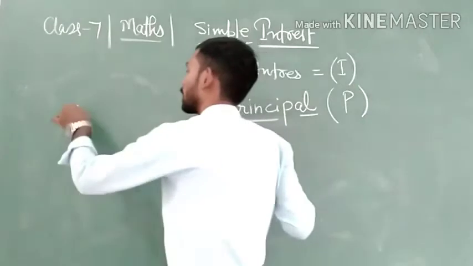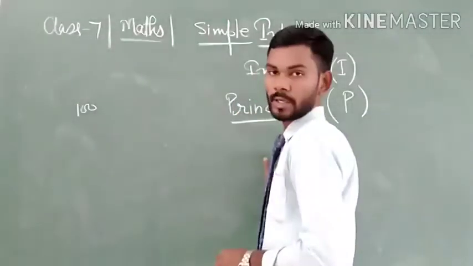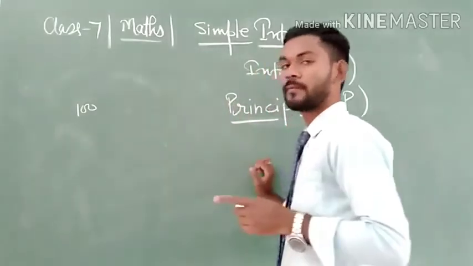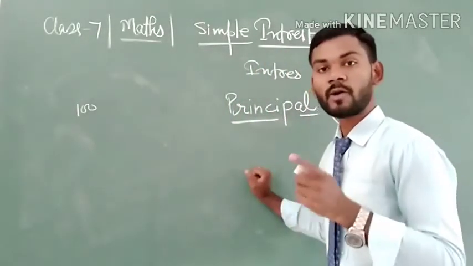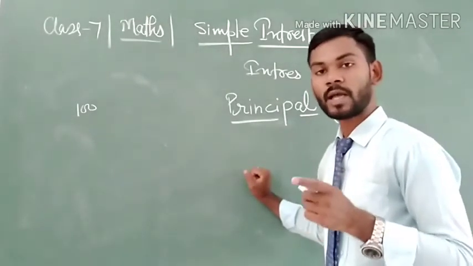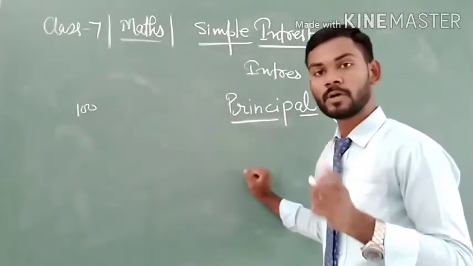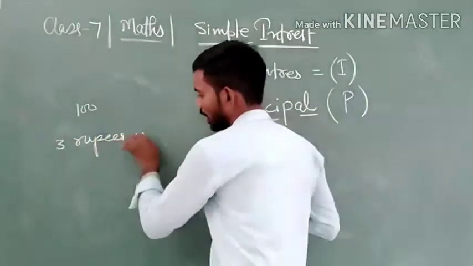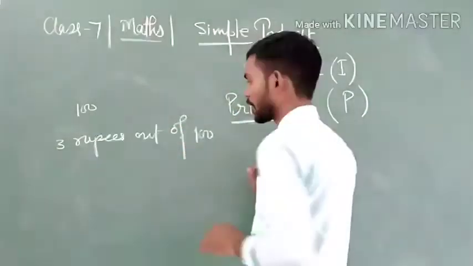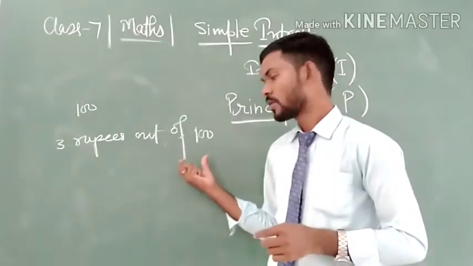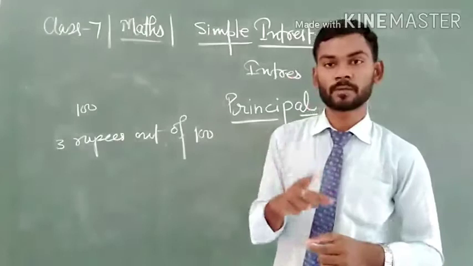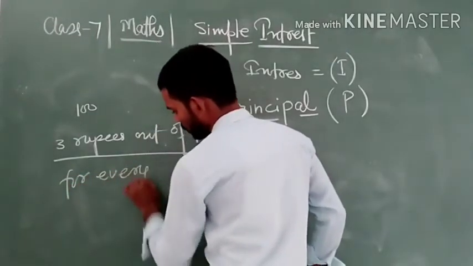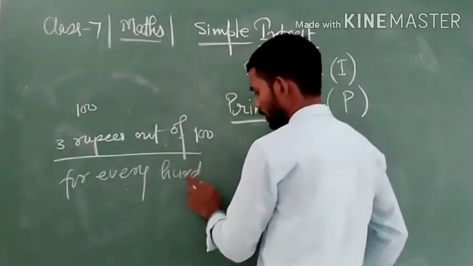Just suppose that you deposit 100 rupees and leave your money for a year, then the bank will give you 3 rupees out of 100 rupees. What is the meaning of that? The meaning is that for every 100, it will give you 3 rupees after a year.